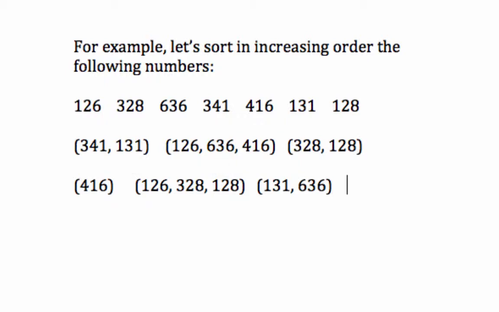Then the next bucket will be the numbers that have 4 in the middle, and I see that 341 satisfies that criteria and is the only one. So I'm going to copy 341. And then I'm going to see if I need a bucket for the numbers that have 5 in the middle. There are none. 6 in the middle. There are none. 7, 8, and 9. So I don't need any more buckets.